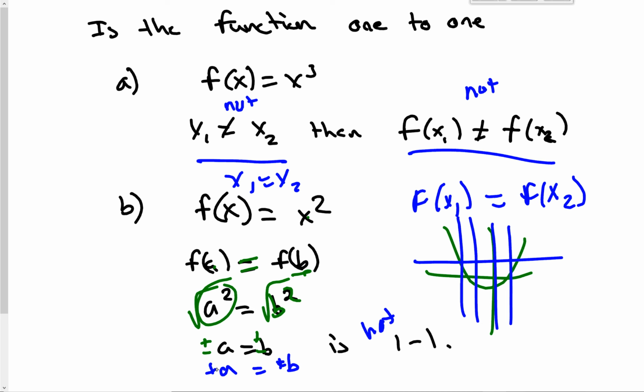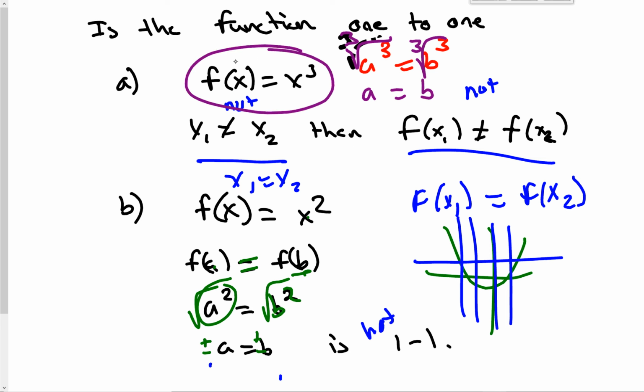Or it can be a positive a and a negative b, or a negative a and a positive b, which would not be true. So that would not be 1 to 1. If we look at x cubed, we plug in our a, we plug in our b. Here, when I take the cube root, that's fine, because the cube root of 8 is 2, and the cube root of negative 8 is negative 2. So whenever I take the cube root of something, I just get whatever that cube root is, positive or negative. And here, same thing with b, I'll get b. So this is 1 to 1. So this one right here is 1 to 1, where x squared is not 1 to 1.